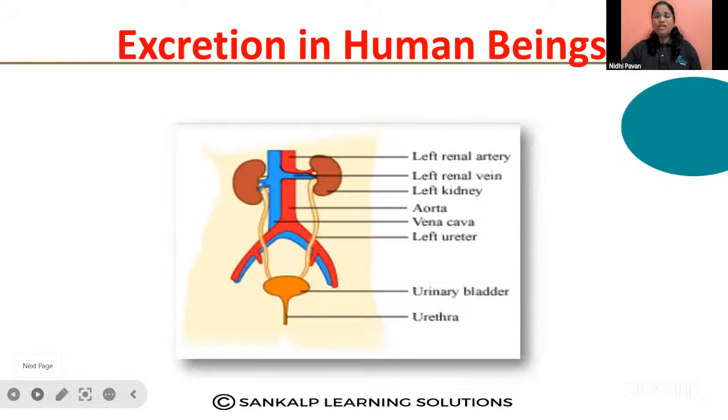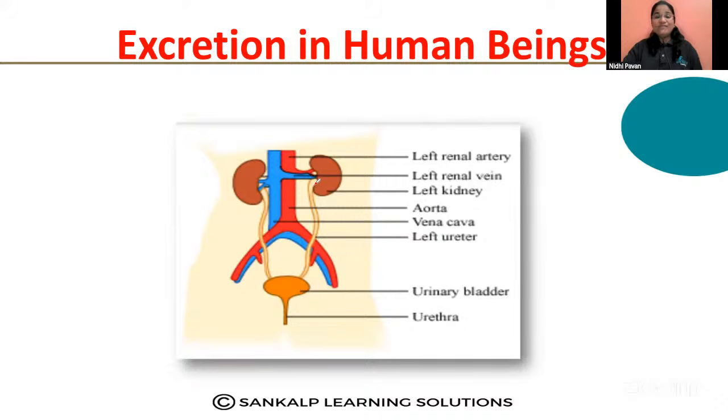Next, what about us? See, amoeba is made up of only one cell, but we are made up of what? 3.6 trillion cells, right? So each of our cells cannot excrete like amoeba. Suppose each cell started to excrete like amoeba. How long would it take? Our lifespan is also not enough to excrete all the waste from the cells, right?